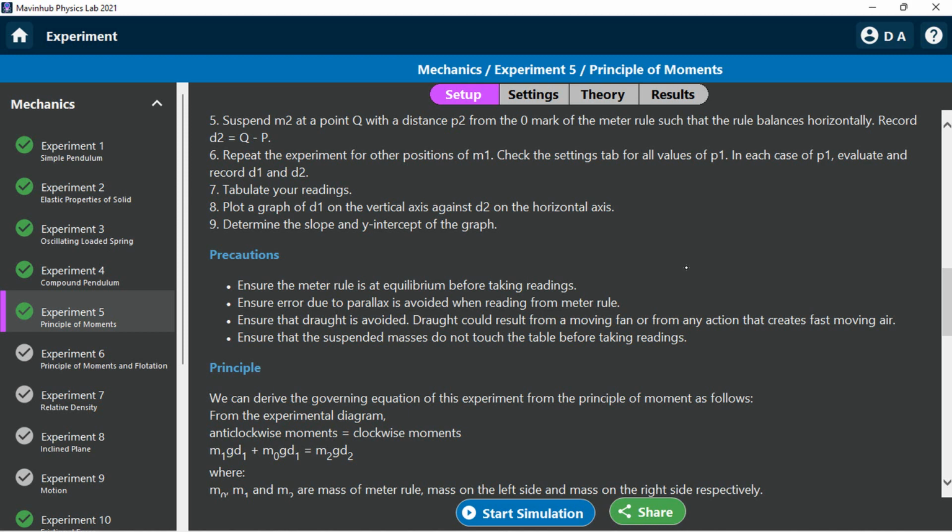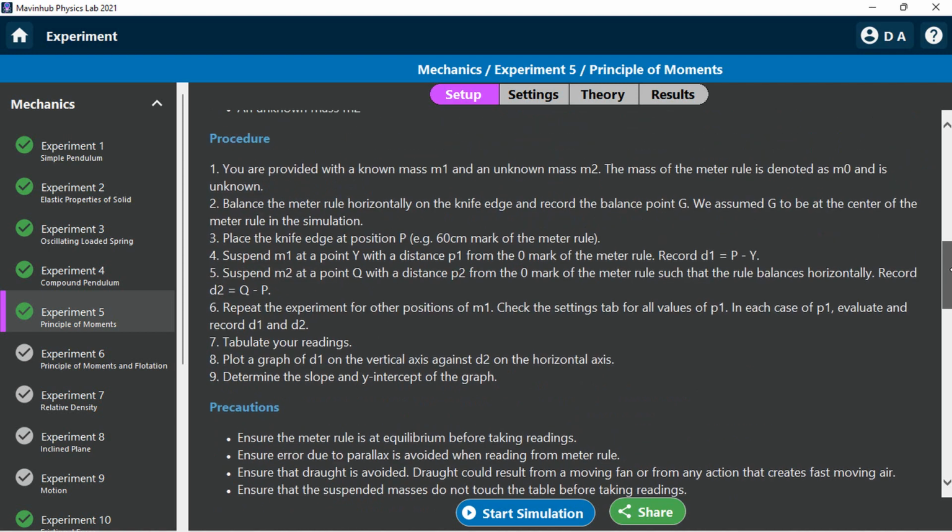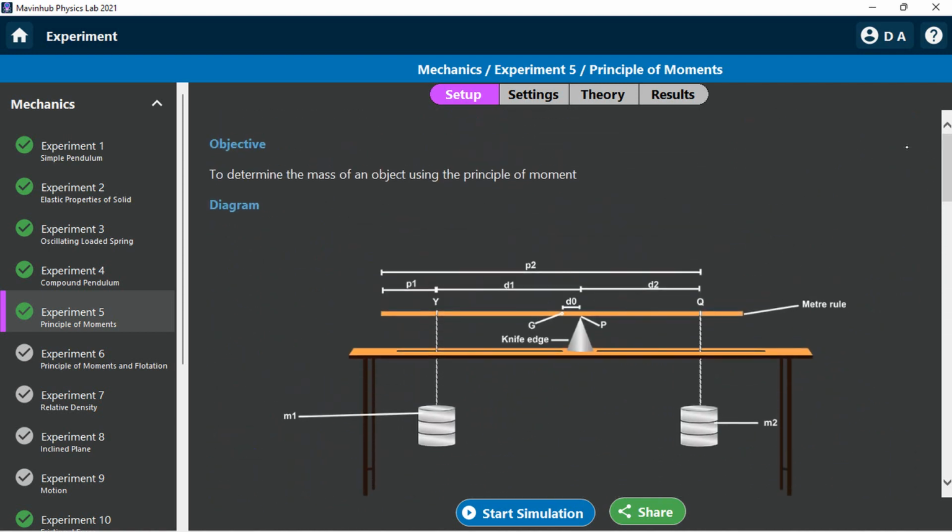So these are the precautions you should take note of. If you want to know more about the precautions and every other thing, check the first video. And if you also want to know more about the principle behind it, also check the first video in this series.